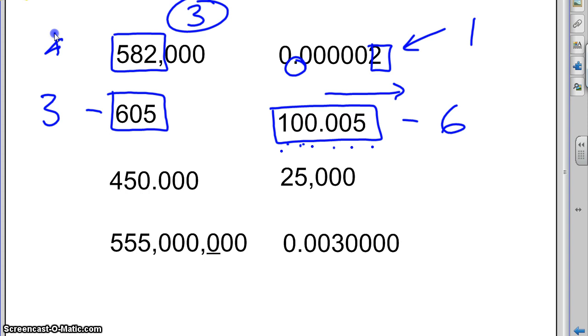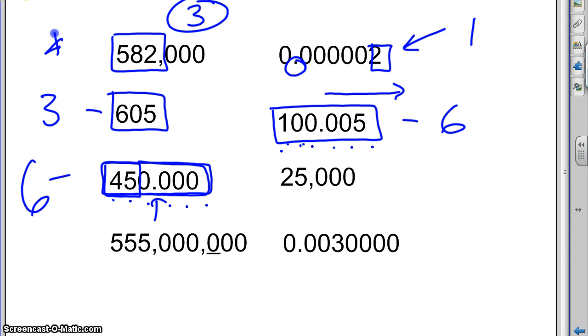1, 2, 1, 0, 0, 0, 0, 5, they're all significant. Now we get to one that's a little bit more interesting. If we go to the 450.000, we enclose just the 4 and the 5, and then we look for the dot. Yes, there is a dot. So we do extend our box all the way to the right this time, and so we do include all of those zeros. There's 1, 2, 3, 4, 5, 6. There's 6 significant digits there.